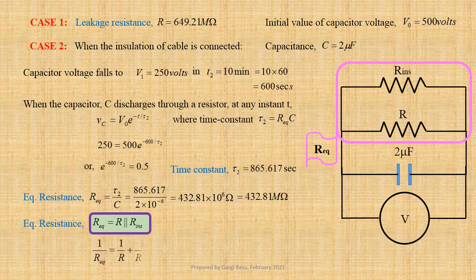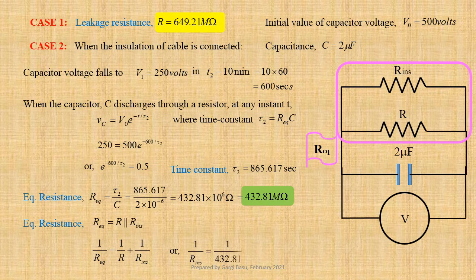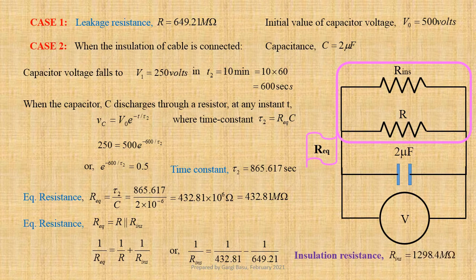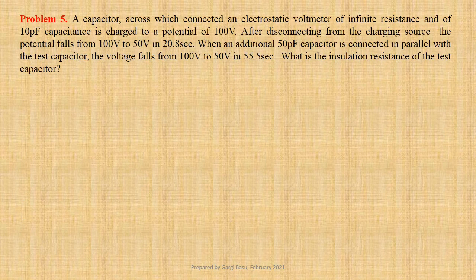equals 1 upon R plus 1 upon R ins, or 1 upon R ins equals 1 upon 432.81 minus 1 upon 649.21. Therefore, insulation resistance R ins equals 1298.4 mega ohm.